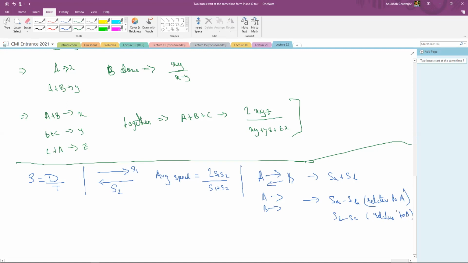Okay. Some very basic conversions. 1 kilometer per hour is equal to 5 by 18 meter per second. 1 meter per second is equal to 18 by 5 kilometer per hour.